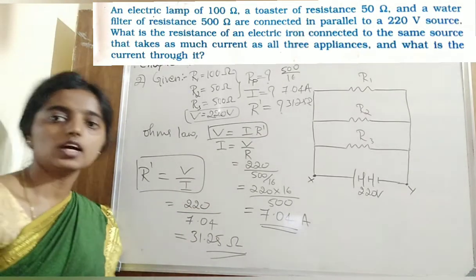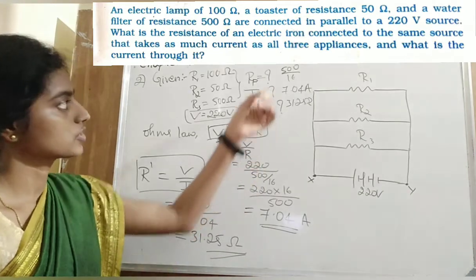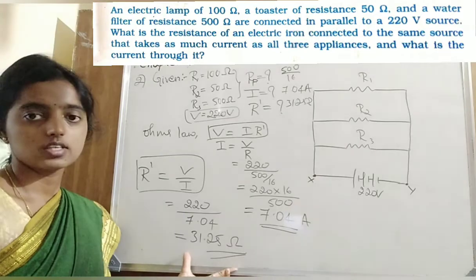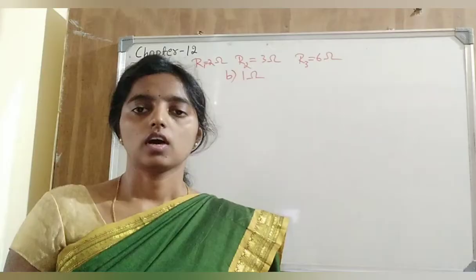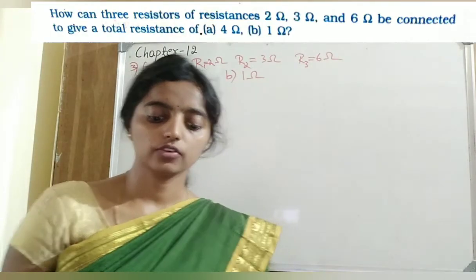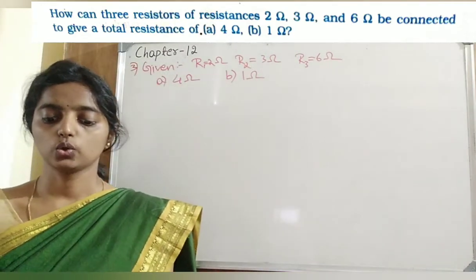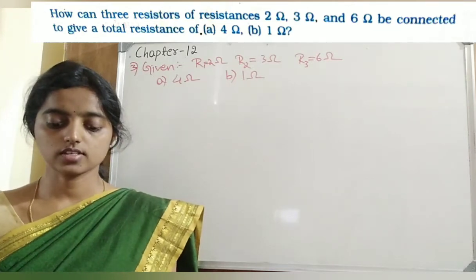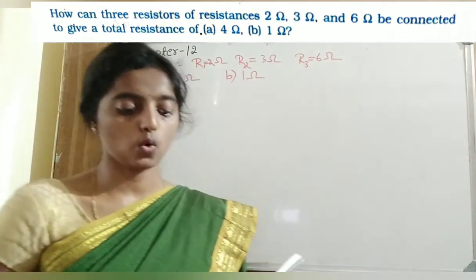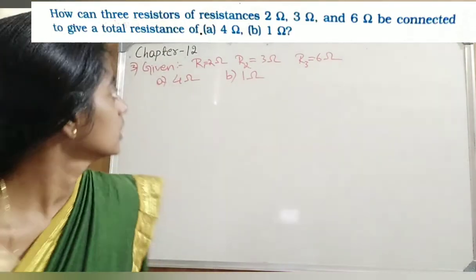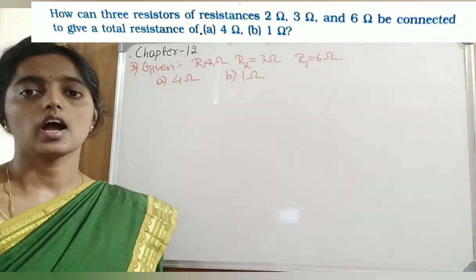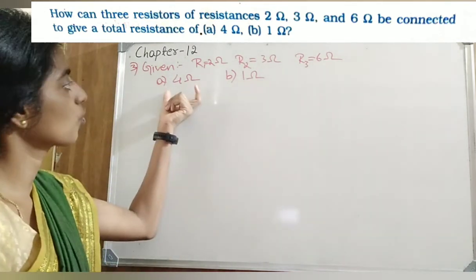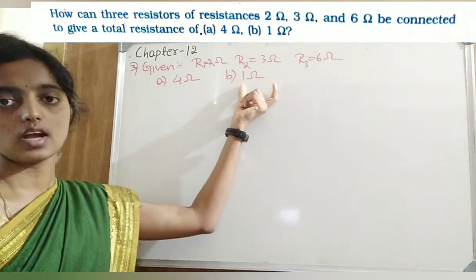So this is a very simple problem. You just need to understand the question. We solved the first one, which is resistance, then current, then the actual resistance they asked in the question. Our next question is, how can three resistors of resistance 2 ohm, 3 ohm and 6 ohm be connected to give a total resistance of 4 ohm and 1 ohm? Understand the question. Here they have given 3 resistors and we need to find out in which pattern, if we connect, we will get 4 ohm as an answer and 1 ohm as an answer.